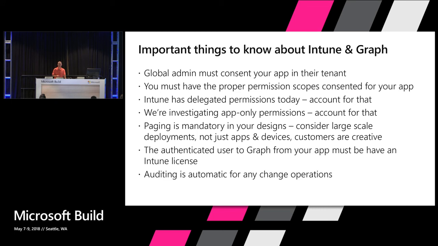And we covered a little bit about auditing, but auditing is automatic for any change operation. So you don't need to make a specific API call if you want to ensure that any of the app actions that you're performing through Intune get audited. Our auditing layer is underneath Graph, so any calls into Graph automatically are audited for change operations.